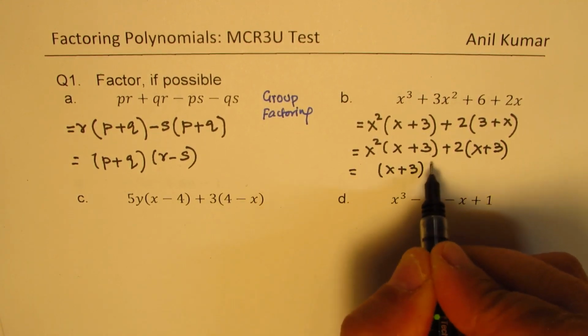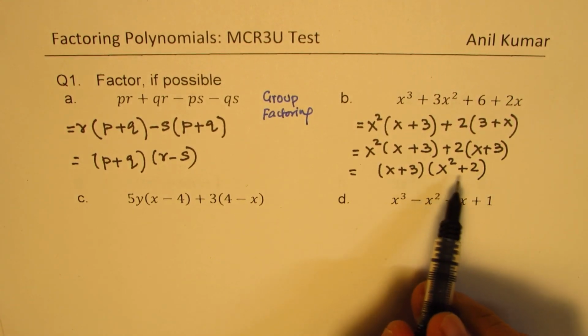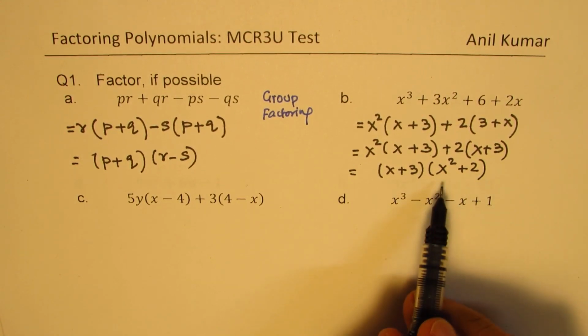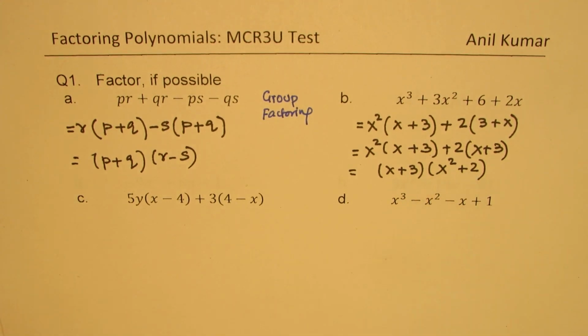Taking x plus 3 common, we get x squared plus 2. Now x squared plus 2 cannot be factored, right? X squared minus 4 can be factored. This is not difference of square. So that is complete factoring. Is that clear to you?